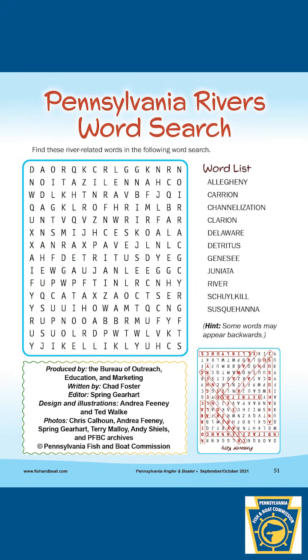Pennsylvania Rivers Word Search. Find these river-related words in the following word search. Word list. Allegheny. Carrion. Channelization. Clarion. Delaware. Detritus. Genesee. Juniata. River. Schuylkill. Susquehanna. Hint: some words may appear backwards.